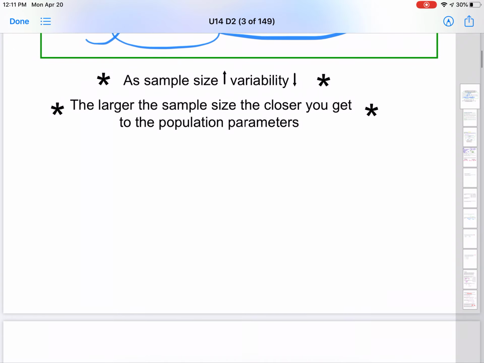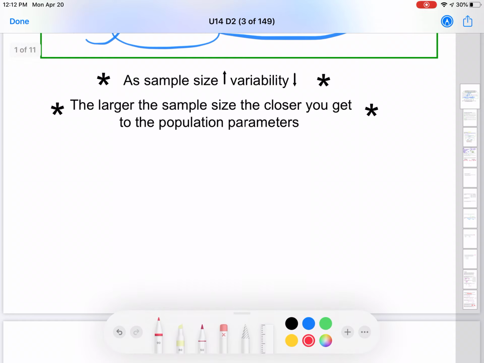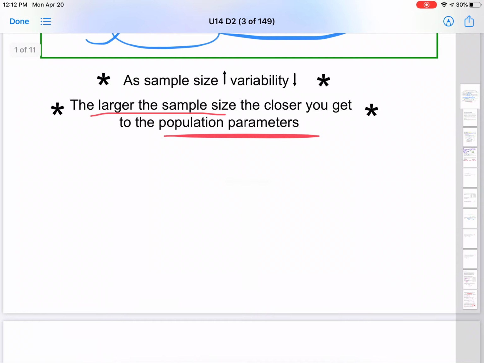All right, this is important. As the sample size increases, the variability is going to decrease because the more I have, and that's what it says here, the larger the sample, the closer we're going to get to what the real true mean and standard deviation might be. So we always want to have a big sample. That's super important.